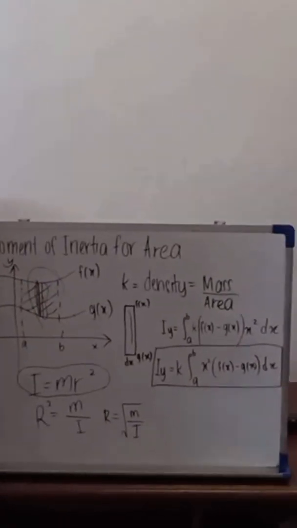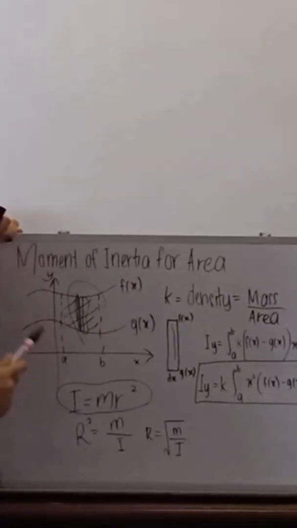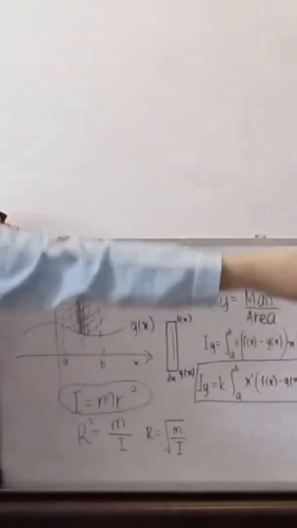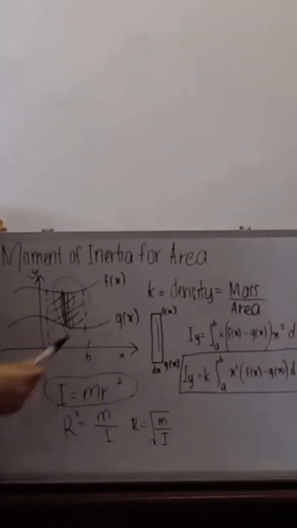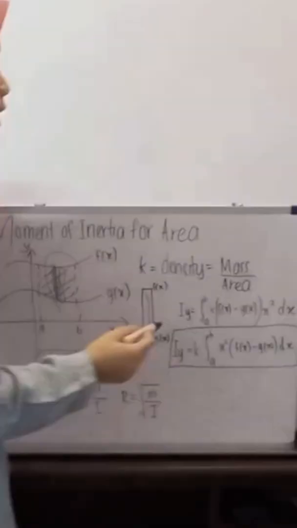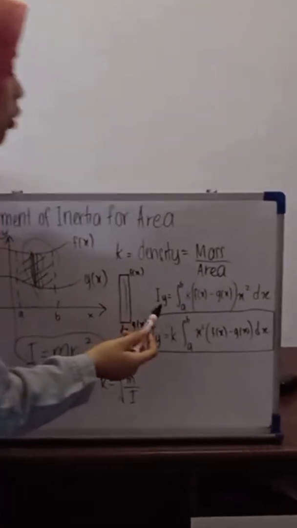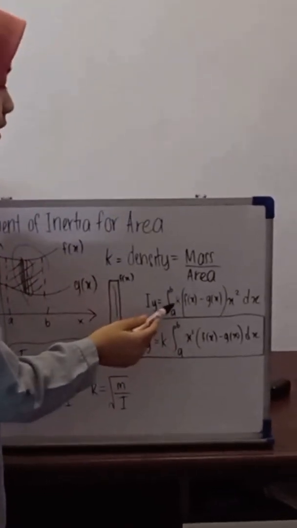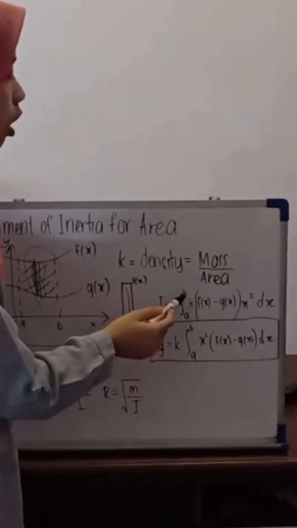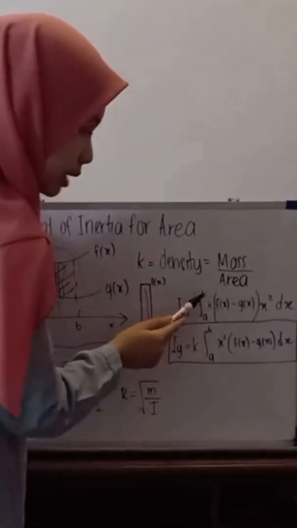The axis of rotation is in the vertical, so it is the moment of inertia about the y-axis. If it is horizontal, it will be about the x-axis. So the moment of inertia about the y-axis will be concluded as the integration from a to b.